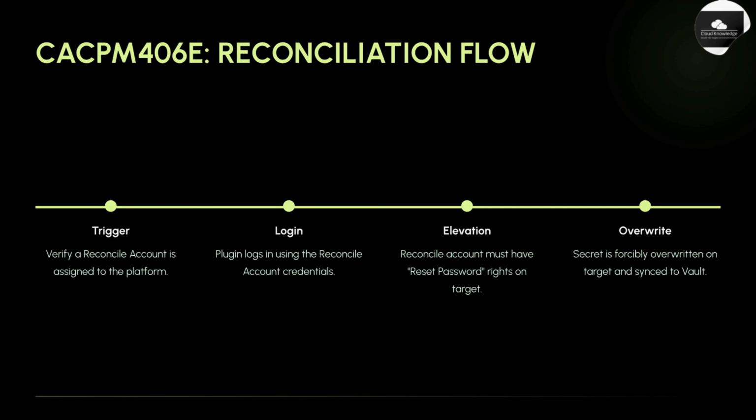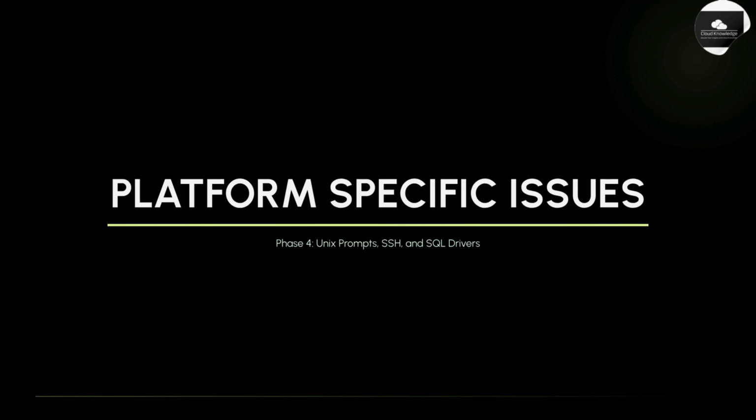CACPM 406E deals with the reconciliation flow. Ensure a reconcile account is assigned to the platform, and this account must have reset password rights on the target to overwrite the secret. Phase 4 focuses on platform-specific issues, including Unix prompts, SSH, and SQL drivers.